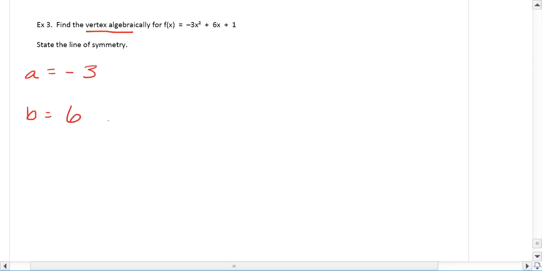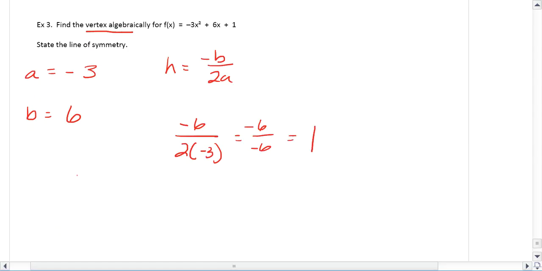I hope this example looks familiar because we just did this in vertex form. And now we want to follow to find our x coordinate of the vertex. It's minus b over 2a. So put minus 6 over 2 times negative 3, negative 6 over negative 6. So the x coordinate of the vertex is 1. And now to find the y, you go back here to f of x and you plug in the 1. So wherever you see the x, you put a 1.